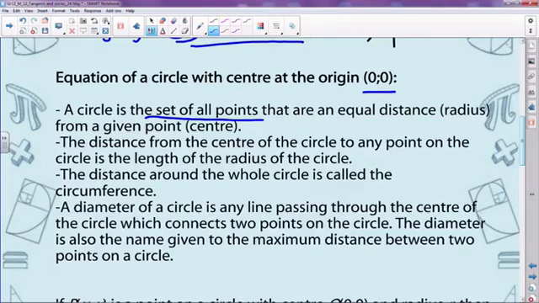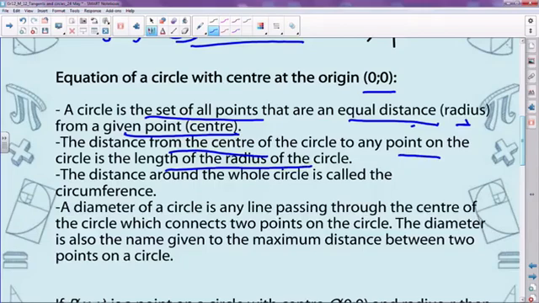A circle, what is a circle? It's a set of all points that are an equal distance. This equal distance we call the radius from the center of the circle. Now the distance from the center of the circle to any point on the circle is the radius.